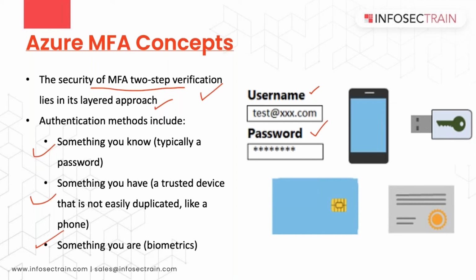Second thing, something you have. What do you have? You usually have a phone, for example, where you enter your number and get an OTP. So a trusted device which is not easily duplicated, a phone. You can use an authenticator app on your phone as well. Then something you are, which is biometric.